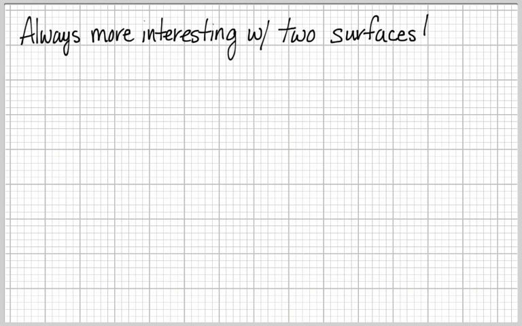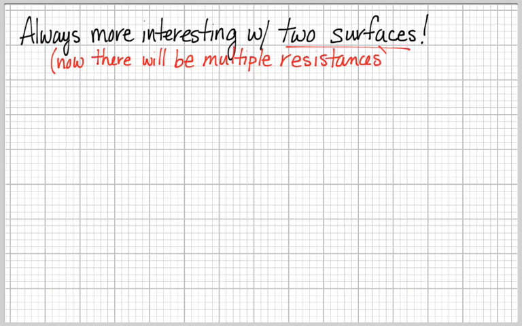Now, everything that we're doing is more interesting when we have more than one surface, and we will frequently be talking about two surfaces for this lecture. When I have two surfaces, clearly I'm going to have multiple resistances. So let's do a sketch of, first, how does light interact between two surfaces. I'm going to draw two parallel surfaces, using the diagrammatic scheme that we started in the textbook.